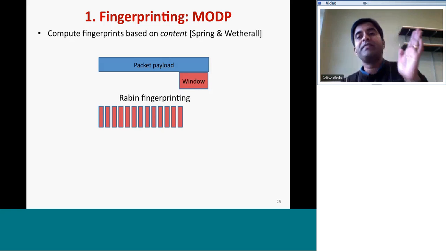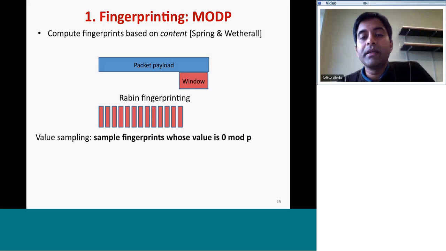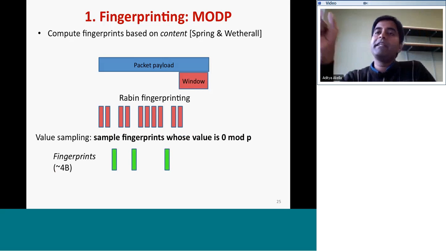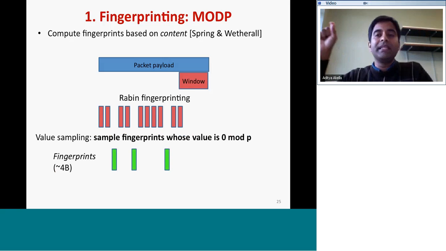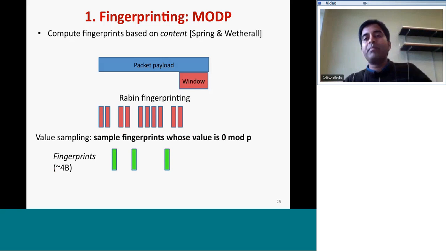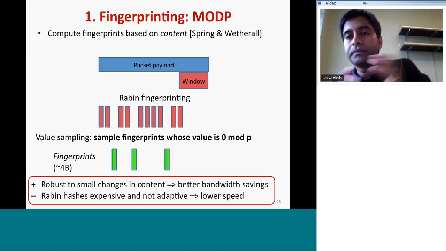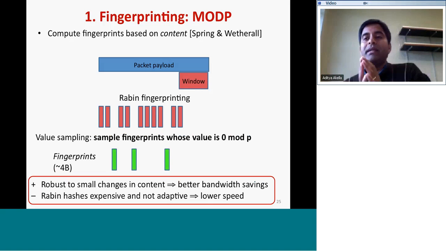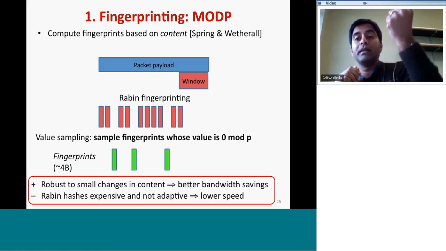Once you have these fingerprints, so roughly order 1500 fingerprints, you do something called value sampling. Basically you select a subset of fingerprints that all have, say, a fixed pattern in their last few bits. Let's say all of the fingerprints that have the last 4 bits as 0, 0, 0, 0. That allows you to sample 1 in 16. So you get such representative fingerprints, and those become your fingerprints for the content. This is called value sampling. You basically sample the fingerprints based on the value of the data that it represents.